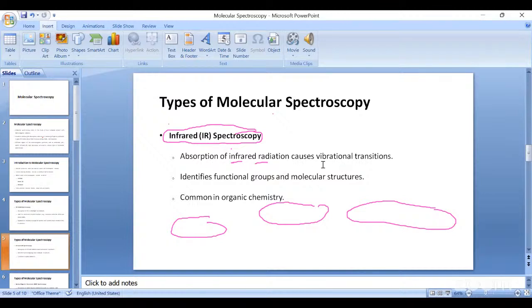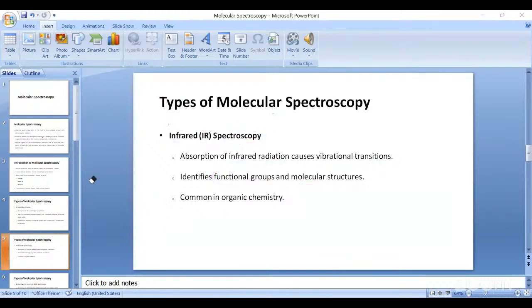As already discussed, in the case of vibrational transitions, we call this vibrational rotational spectra. Under infrared spectroscopy, we study this vibrational rotational spectra, and we use it to identify the functional groups of the molecular structure. Generally, this is used in organic chemistry. Next, we'll move to another type of spectroscopy.